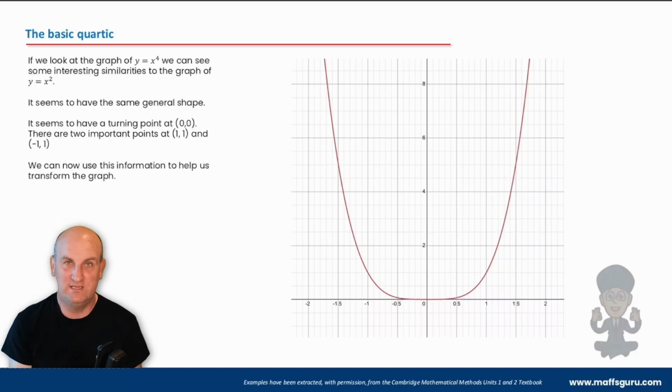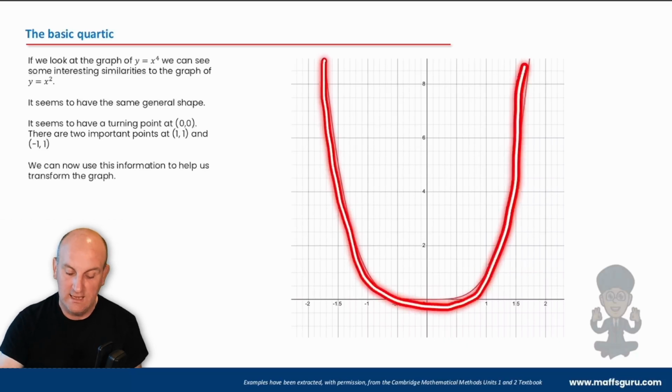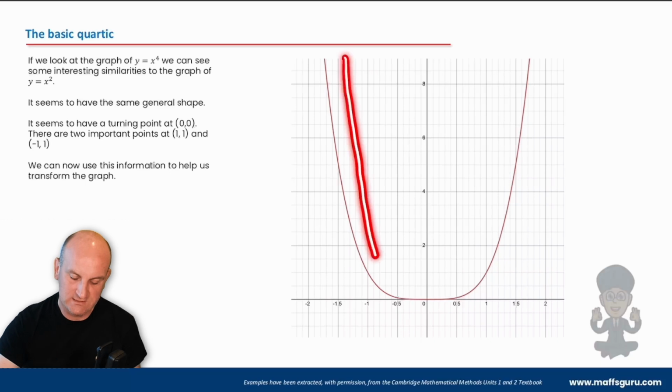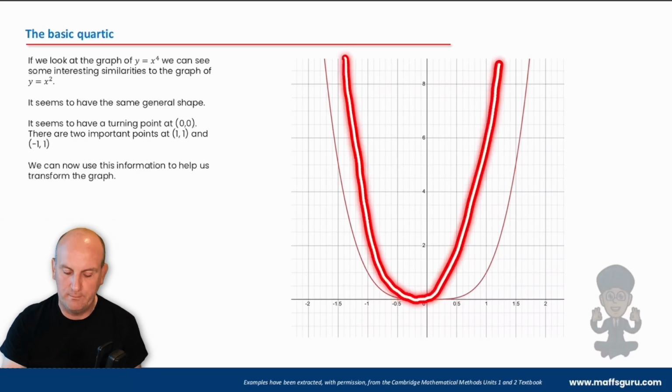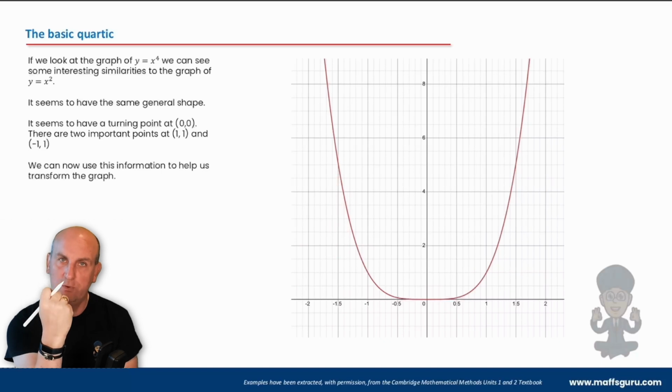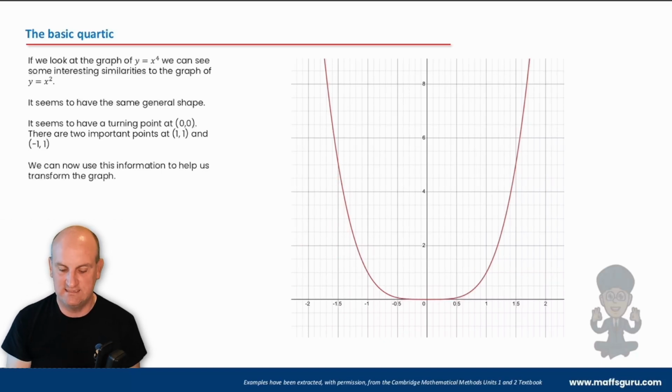And it has some interesting similarities to the graph of y equals x squared. Firstly, it is symmetrical. It looks like it has the same shape. It really doesn't. If you look at the graph of y equals x squared, it sort of comes more to a point. What we're noticing here is these sections of the graph seem to be pulling closer to the x-axis initially, right? So there is where it seems to be pulling closer.